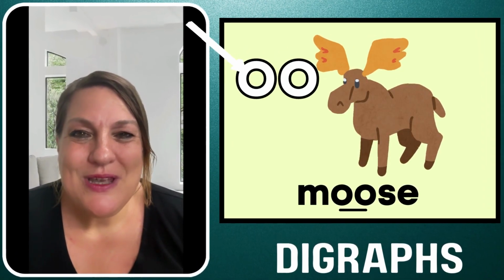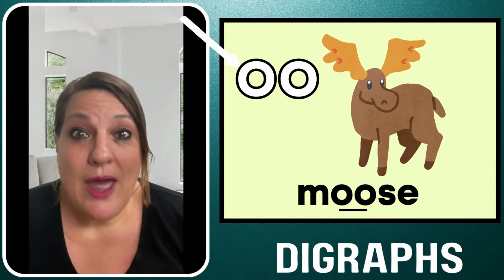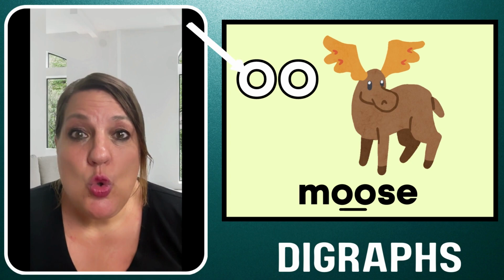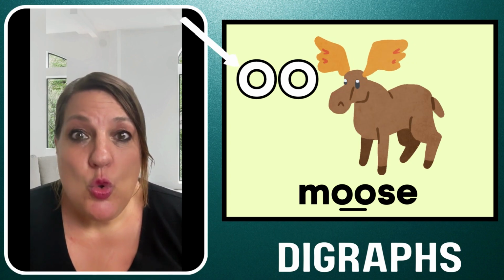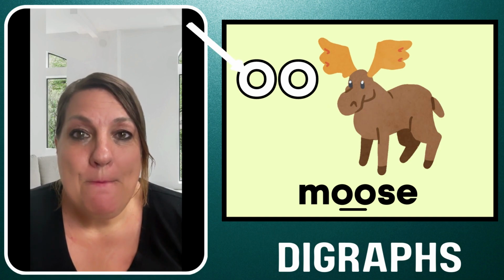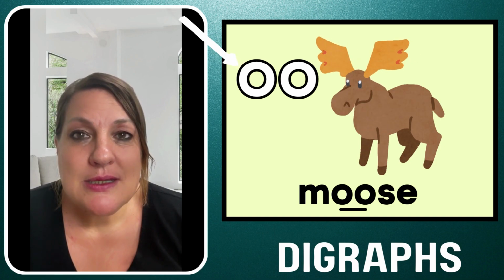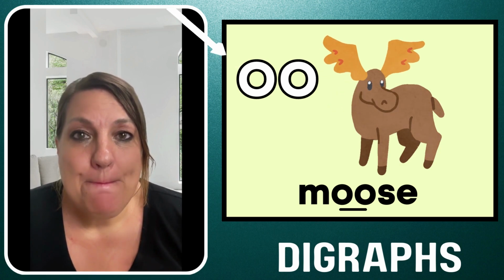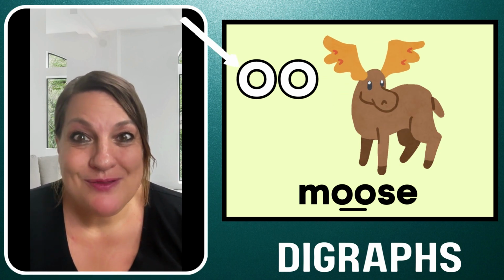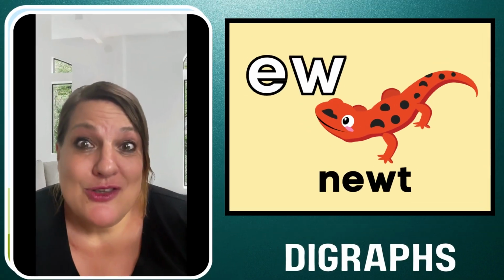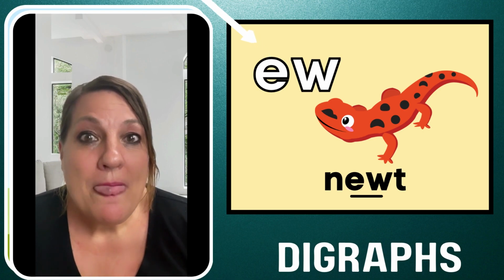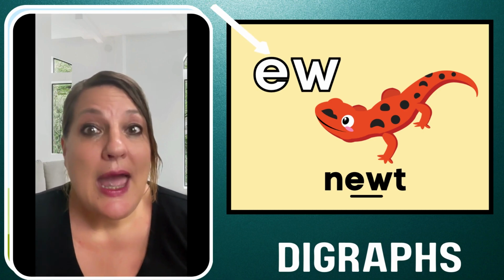Double O. Double O is a fun one. You have two O's together, and it's going to make the sound ooh. Ooh. Moose. And the same sound is actually produced as the double O when you have the letters E and W together.